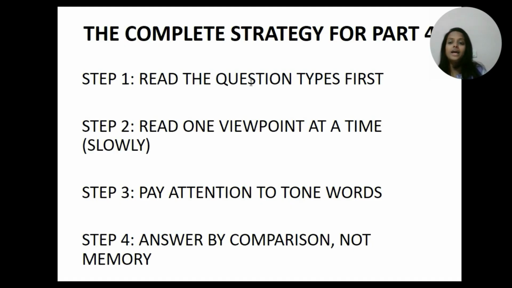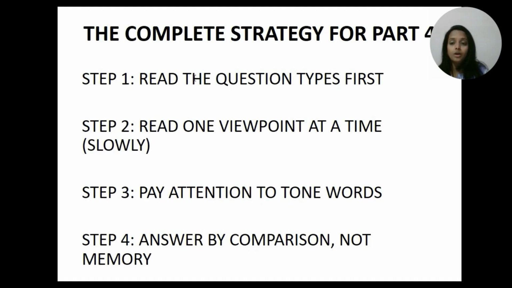Got it? And step 2, read one viewpoint at a time, slowly. For each person, you have to read carefully. Stop after finishing, and summarize in one sentence in your head. Example: speaker A supports the idea but worries about cost. That sentence is gold.